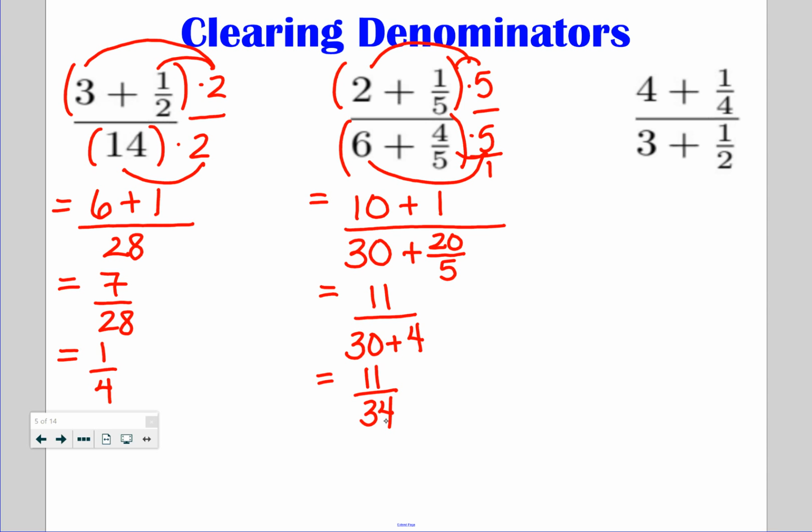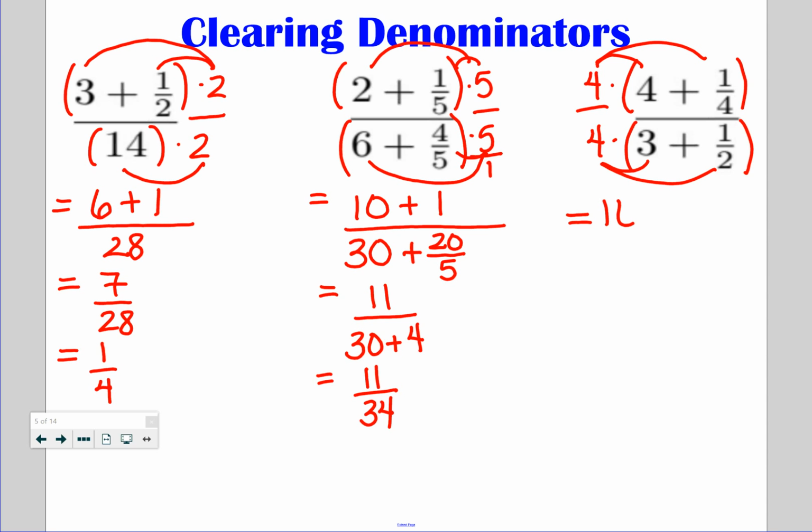One more of these. I want to clear the denominators first. To do that, I'm going to multiply everything by that least common denominator. Here my denominators are 2 and 4. We saw those same denominators in a previous problem. The least common denominator between the two is 4. 4 is the smallest number that both 4 and 2 would divide evenly into. So we're multiplying 4 through the numerator and 4 through the denominator.